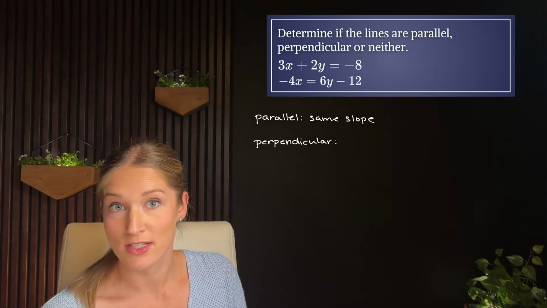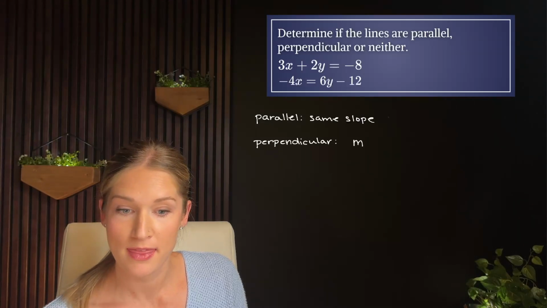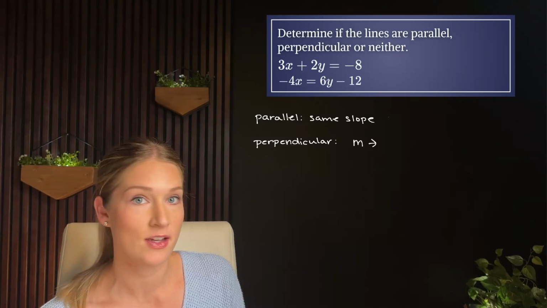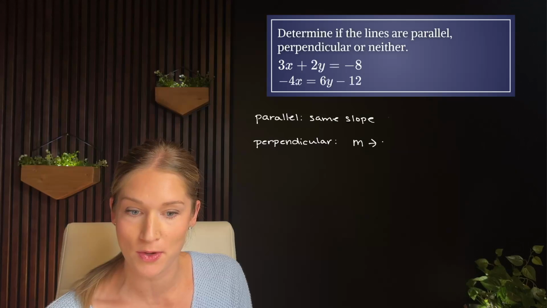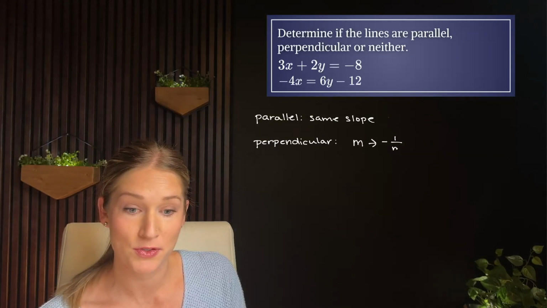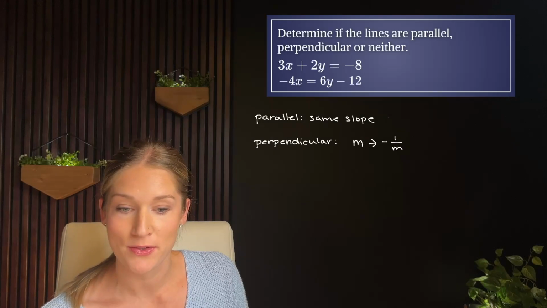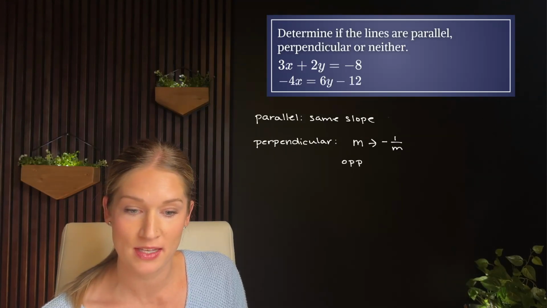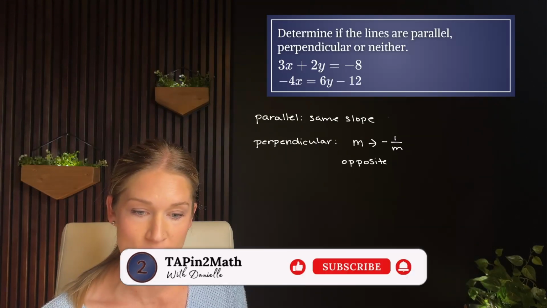Let's say the first line has a slope of m, then the second line would be the opposite reciprocal of that. So I'll throw a negative in front to represent opposite, and then we flip it over to make it the reciprocal. So the relationship between these slopes is that they are opposite reciprocals.